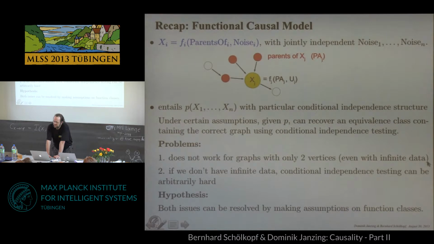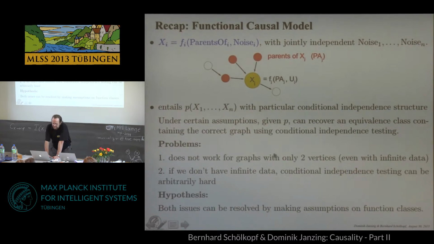This is a problem even if we have infinite amount of data, because we always have assumed that we know the joint distribution. So that's bad. And things get even worse if we don't have infinite data, because in that case, conditional independence testing can get arbitrarily hard. And from the machine learning point of view, one should think that possibly both problems can be resolved by making assumptions on the function class. And in a sense, that's been our working hypothesis, and still our hypothesis. And we'll show you what kind of progress we made in this direction.